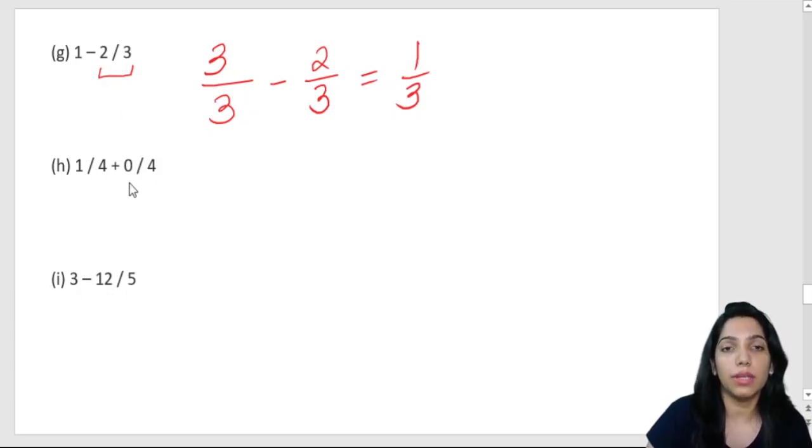Now the next one, here it says 1 over 4 plus 0 over 4. So 1 plus 0 over 4, the answer will be 1 over 4, a quarter.